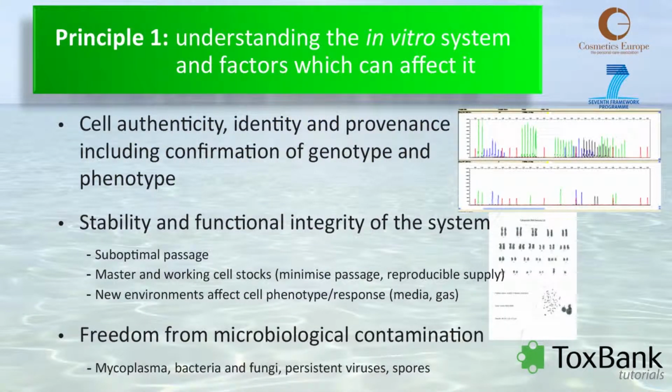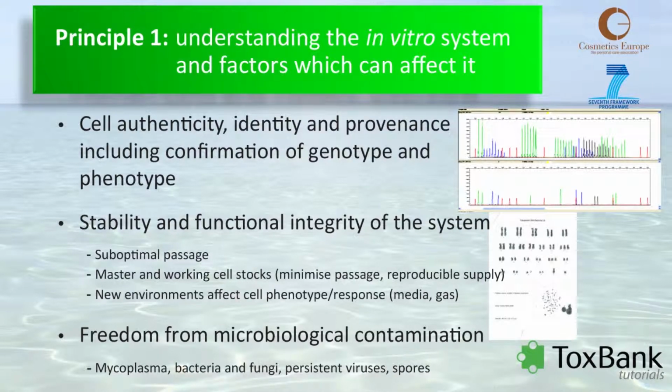The first principle in good cell culture practice is probably the most fundamental and important one, and that refers to the need for an understanding of the in vitro system that you're working with and the factors which can affect it. Starting off with considerations relating to the cells that you're going to use in the assay, the authenticity of the cells, that is, are they mixed up with other cell types or switched, and identity of the cells, and also the provenance, meaning the traceability to the origin of the correct cell culture. And this can include in your own laboratory the confirmation of genotype and phenotype of the cells to make sure that you're using the correct kind of cell.